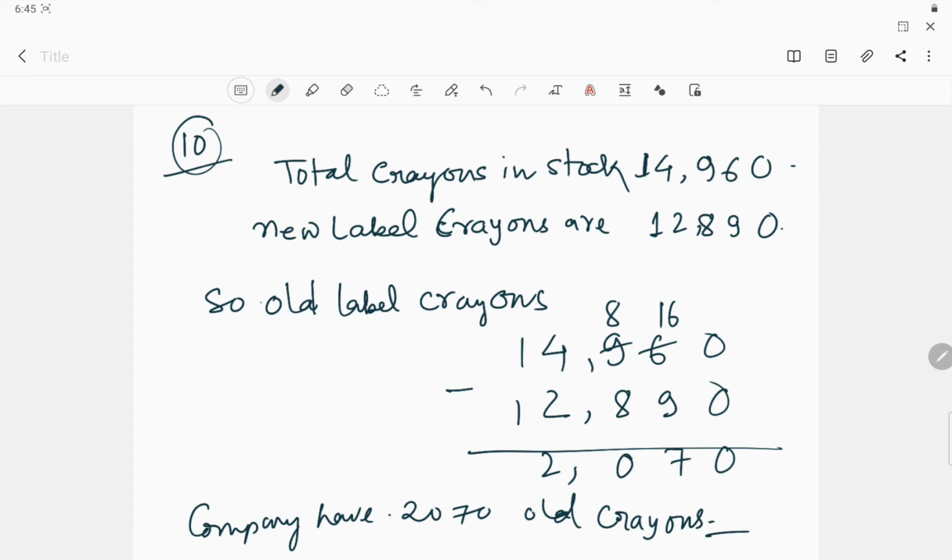Right. So we have finished exercise 4.4. In the next class we will discuss exercise 4.5, that is estimating difference. Please do it in your copy and try to understand what I am doing, right? What I have done, and please do your maths daily. Thank you.